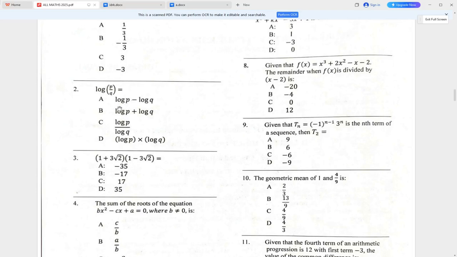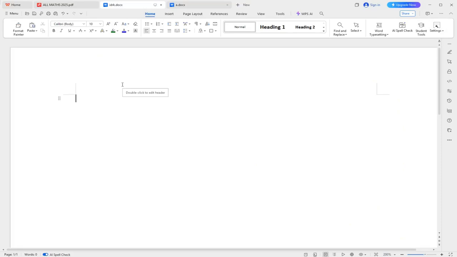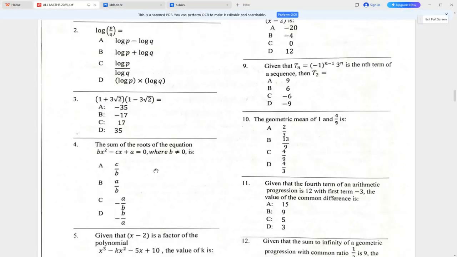Question 2, log P over Q is equal to, from the laws of logarithm, log P minus log Q. Question 3, (1 plus 3 root 2) times (1 minus 3 root 2) is equal to, looking at this expression, this is a factored out version of the difference of two squares. So this is the same as 1 squared minus (3 root 2) squared. 1 squared is equal to 1, minus (3 root 2) squared. We have 3 squared which is 9 and root 2 squared which is 2. 9 times 2 is 18, so we have 1 minus 18 which is equal to minus 17. And looking at the options, you have minus 17 which is B for question 3.